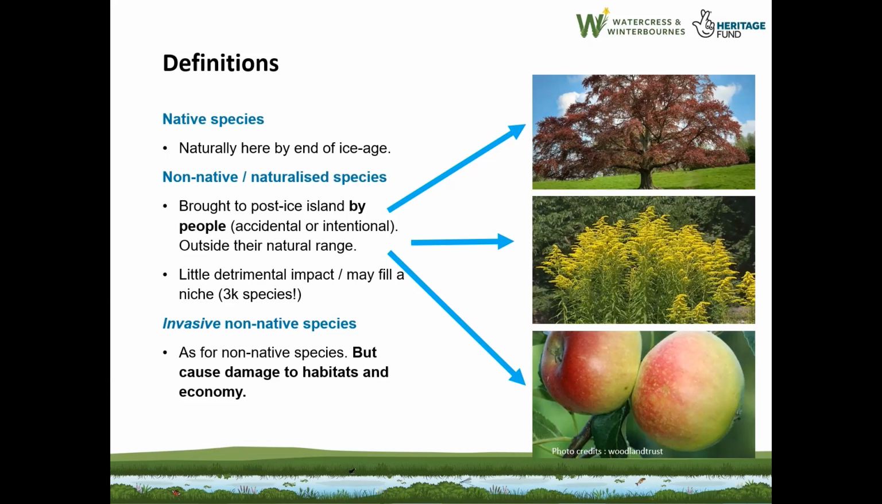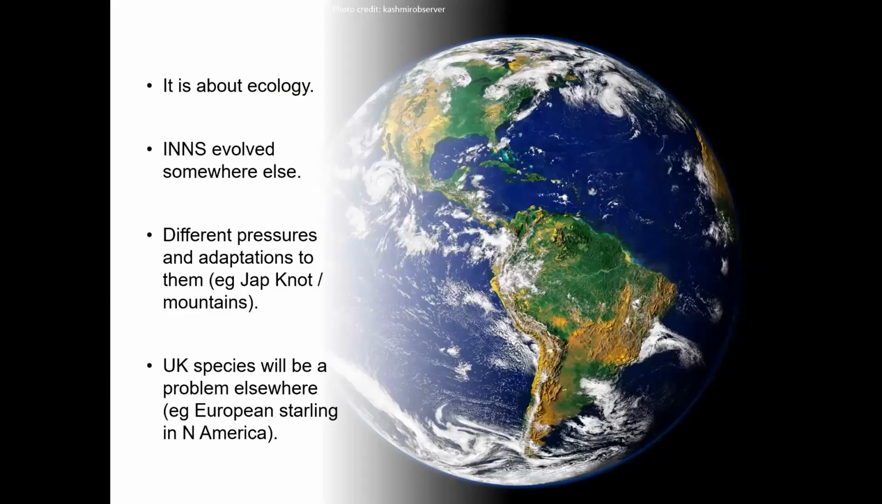And then we have invasive non-native species. And these are also plants and animals that were brought here by people and our activities. But they are different. They cause damage to habitats, they change ecology, they change biodiversity, and they cost us money in terms of they might reduce a crop or something that we want, or they cost a lot of money because of us having to get rid of them. And this is all about ecology.